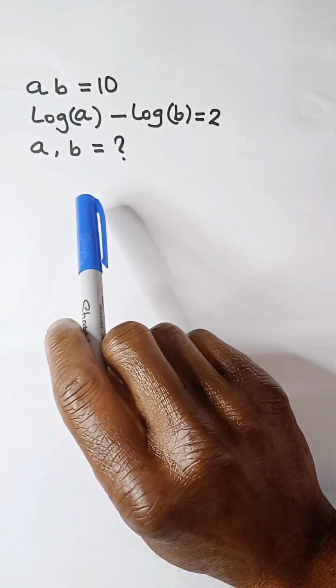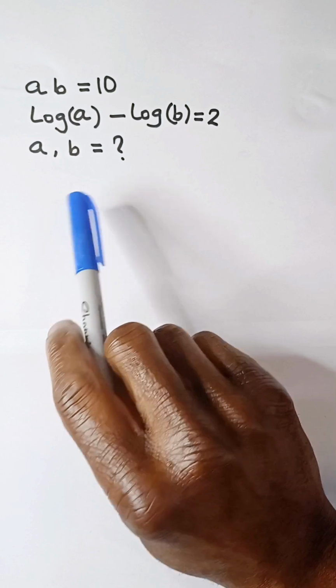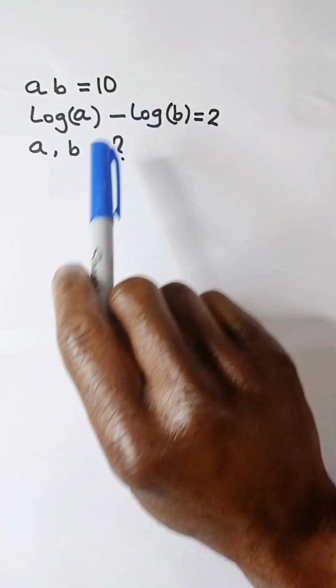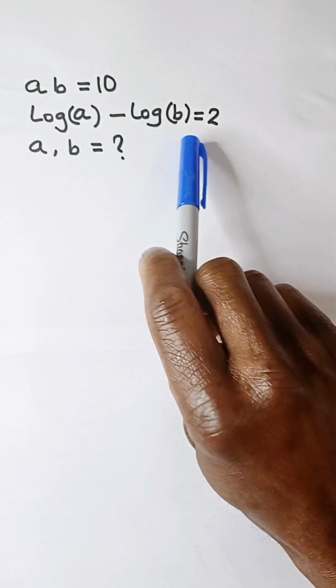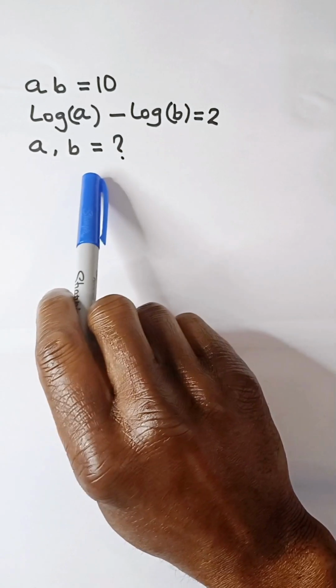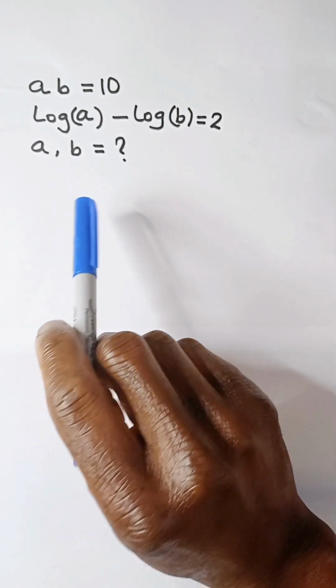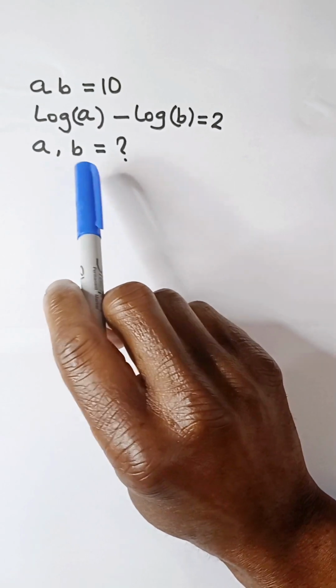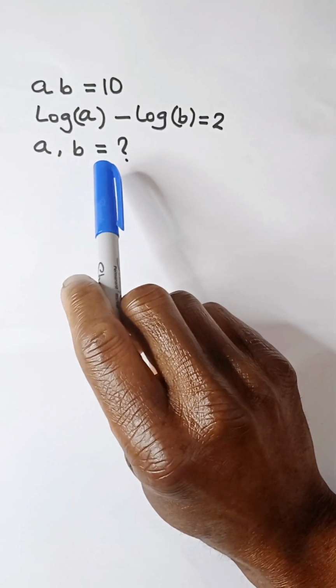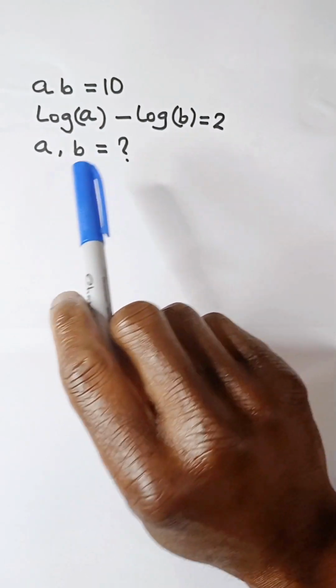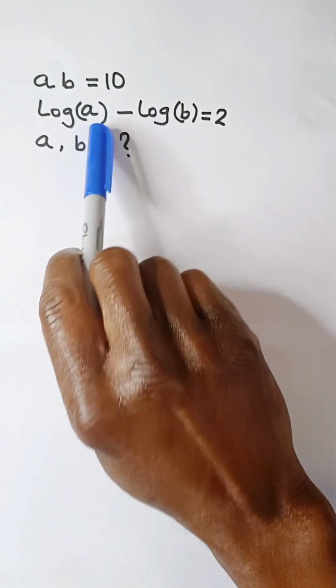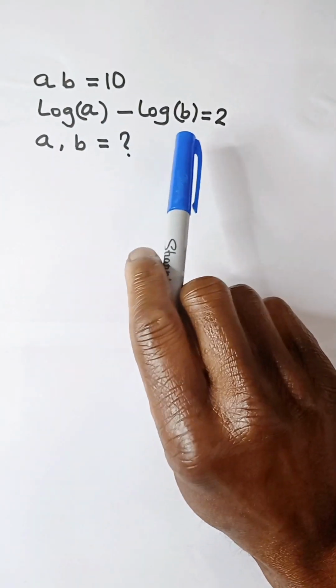Now, let us go ahead and answer the question before us. We are given AB is equal to 10, log A minus log B is equal to 2. Our goal is to find the numerical value of A and B. Before we proceed, let us familiarize ourselves with this important information about logarithm. We cannot have a negative log. A and B must be positive numbers, okay?